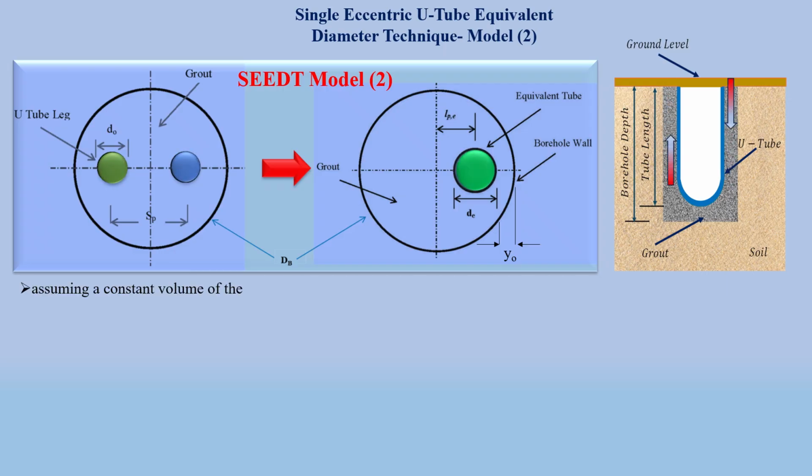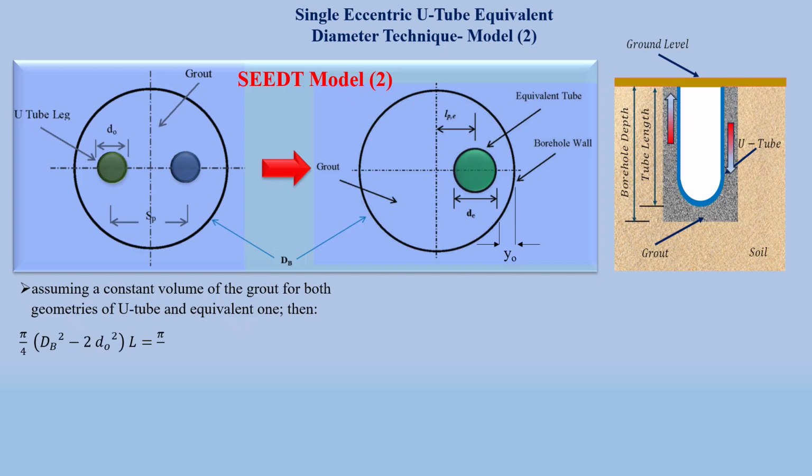The first assumption depends on considering that the volume of the grout material is fixed for both geometries, which leads to a final form for the equivalent diameter with the value square root of 2 times d naught, as shown in equation number 1.